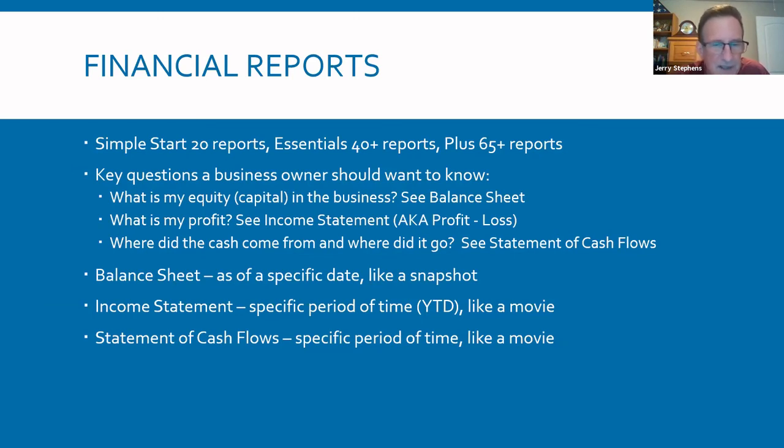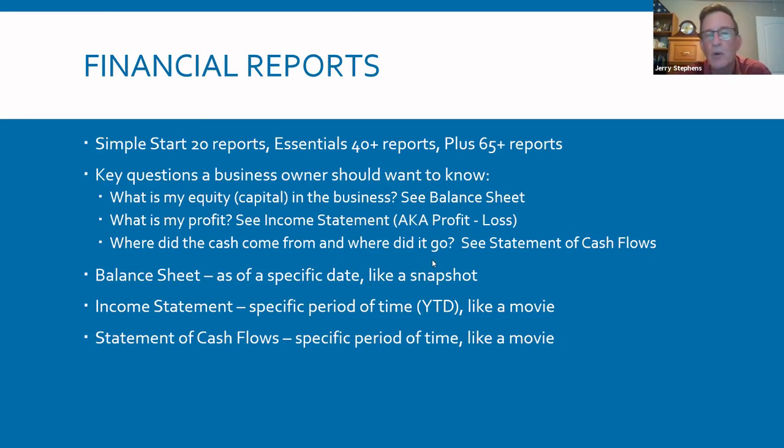The balance sheet is going to be as of a specific date. It's kind of a snapshot of your business, if you will. The income statement covers a specific period of time, for example, year to date. So it's kind of a movie. So for the first 7 months of the year, what has happened to my business. And then the statement of cash flows is going to be for a specific period of time. Again, it could be year to date.